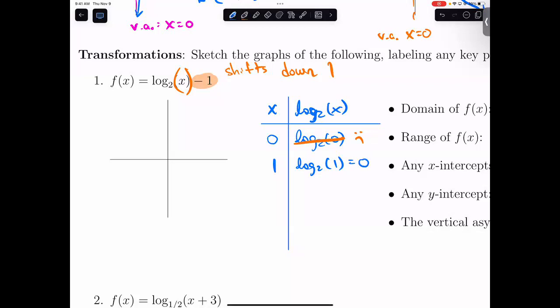What's the next x value where I would get nice coordinates? What's the log base 2 of 2? 1. What would be the next place where things are going to work out nicely that I can do by hand? 4. Because the log base 2 of 4 is 2, because 4 is 2 squared. 4 is 2 times 2. Okay, next place then, 8.